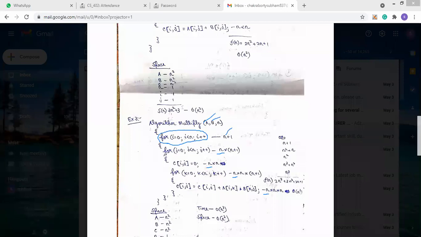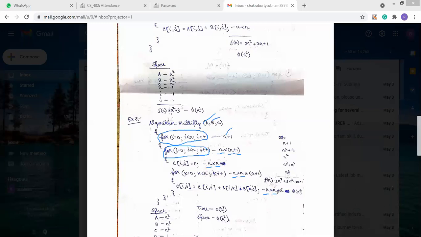Next time we are considering this loop. We know that if the value is n, then the loop will be executed n plus 1 times. So n plus n, n cross n plus n. And inside this loop, the statements present will be executed n number of times. So that's why here n, again here n, again here n.